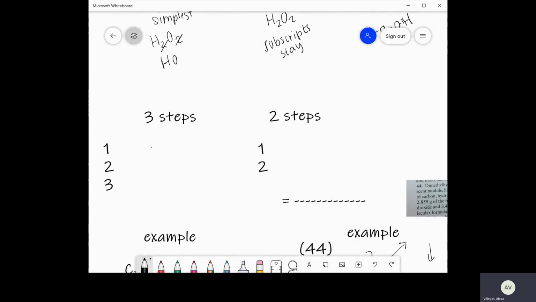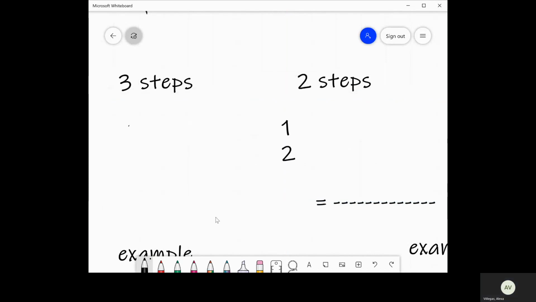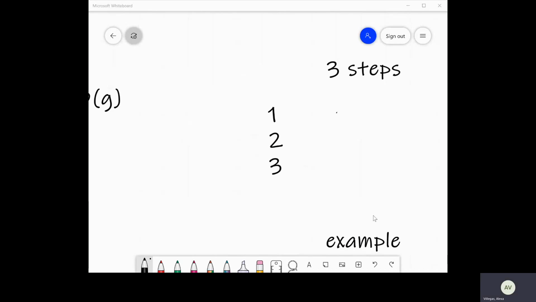But if I asked you to find me an empirical formula, there are 3 steps you can take. First, you convert to moles of each element. Second, you are going to divide your values by the smallest number of moles, and so that smallest number that you're going to calculate in a few minutes, that's going to go on the bottom. And you divide those numbers to find your subscripts.